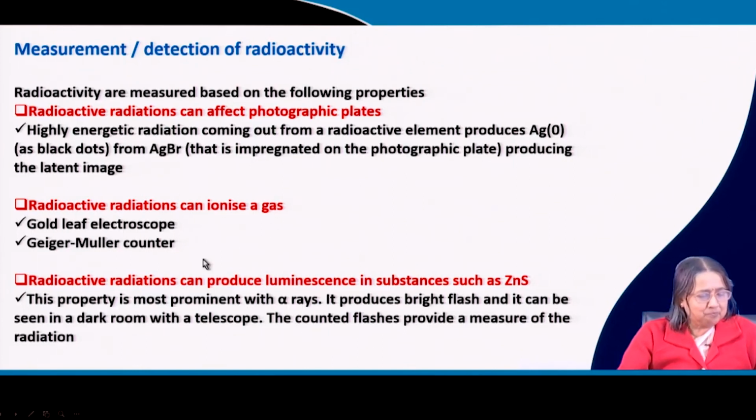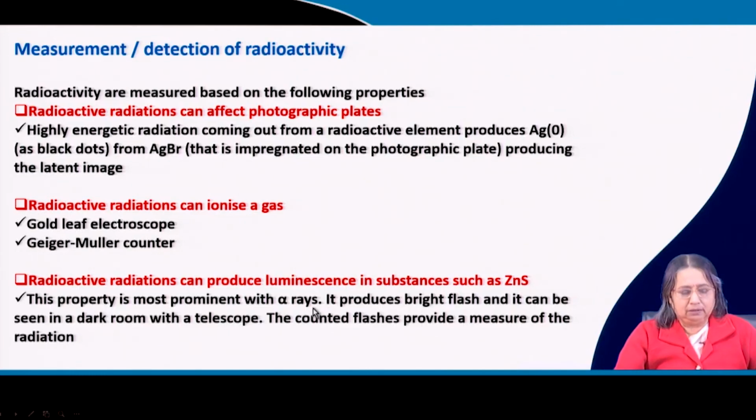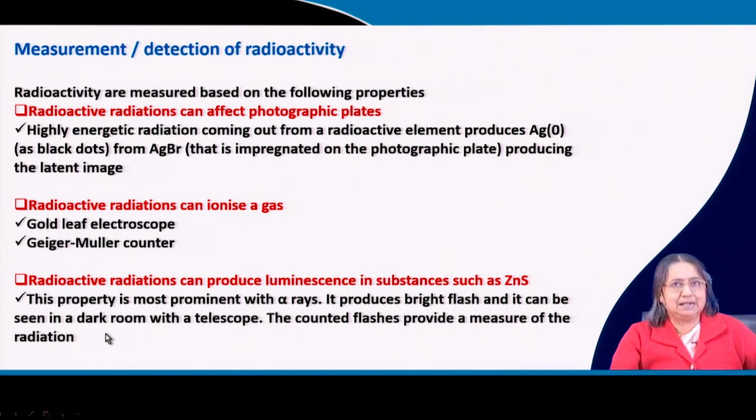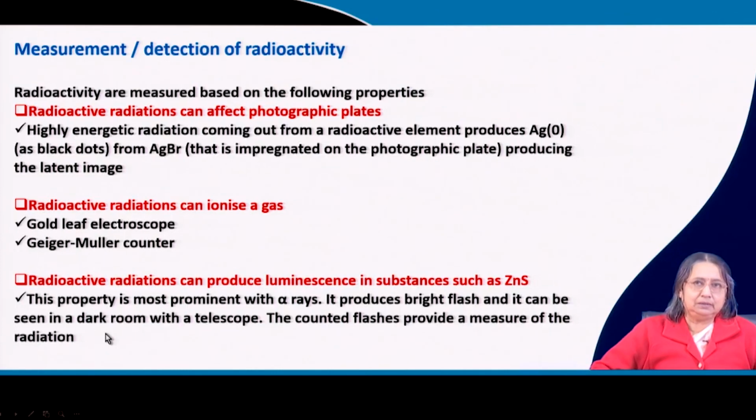Another property is that radioactive radiations can produce luminescence in substances such as zinc sulphide. This property is most prominent with alpha rays. It produces a bright flash and it can be seen in the dark room with a telescope. The counted flashes provide the measure of the radiation. So, there is the screen where zinc sulphide is there.